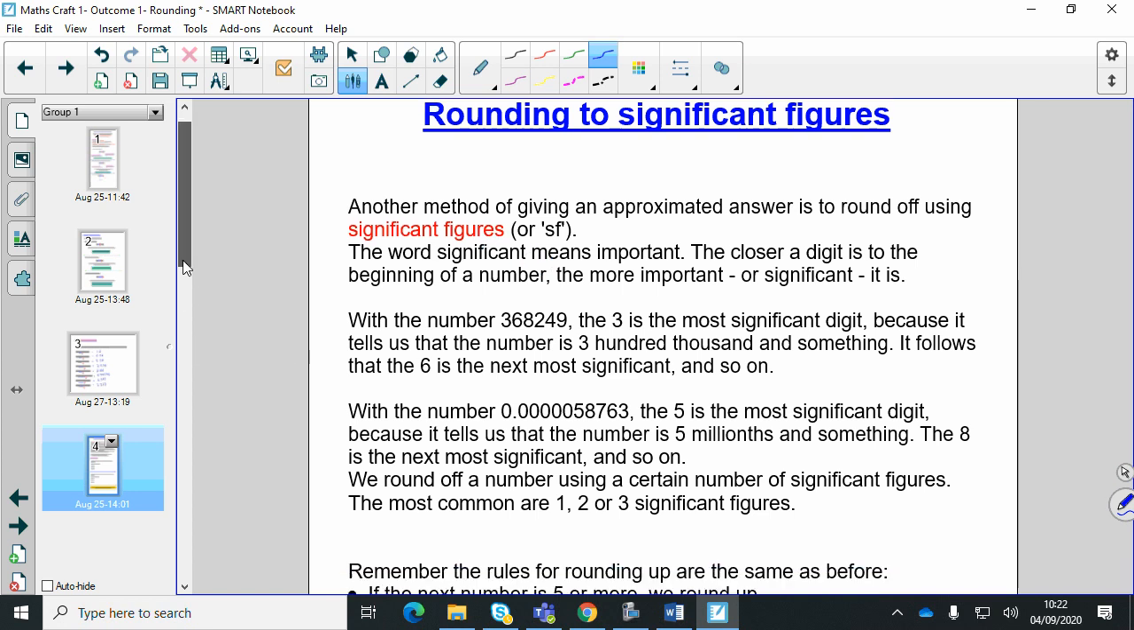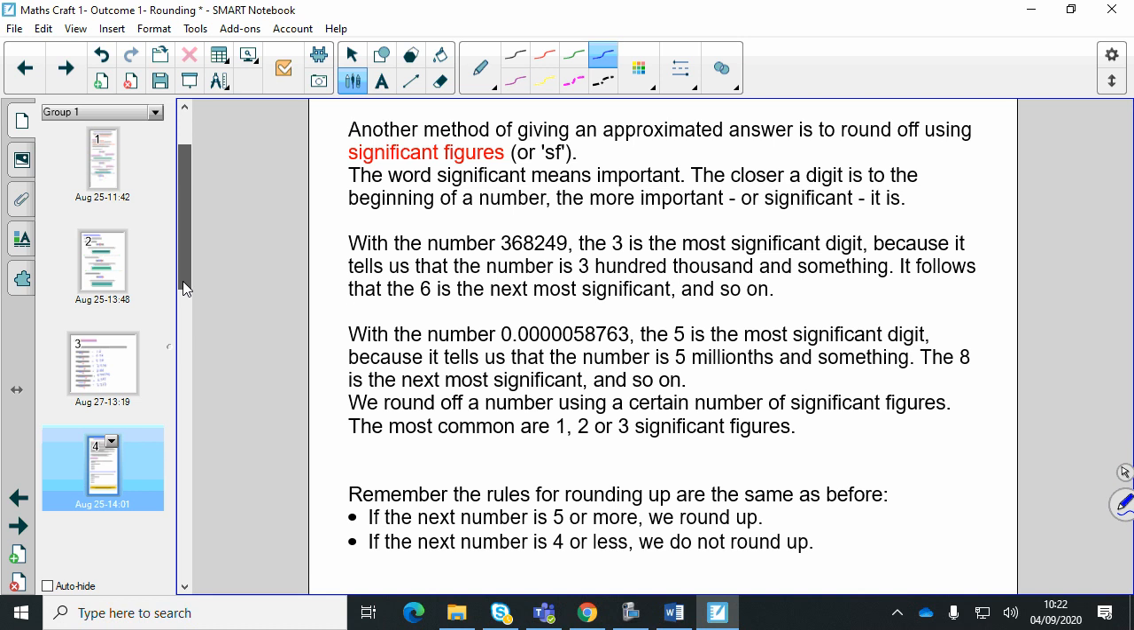We can also do it for very, very small numbers. With this number here, let's say that is the mass of some sort of atom. So 0.0000058763. The most significant digit there is the 5. If there's zeros at the start of a number, they're not considered significant. Okay, and then the 8's the next most significant, and so on.